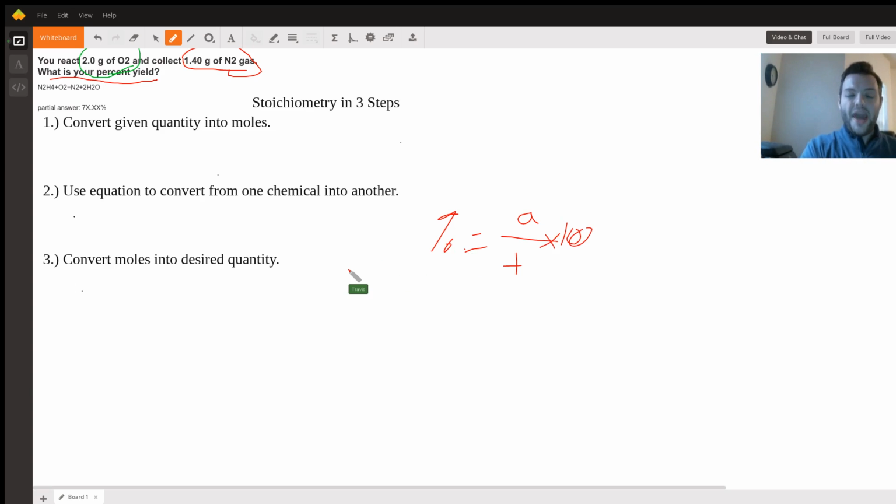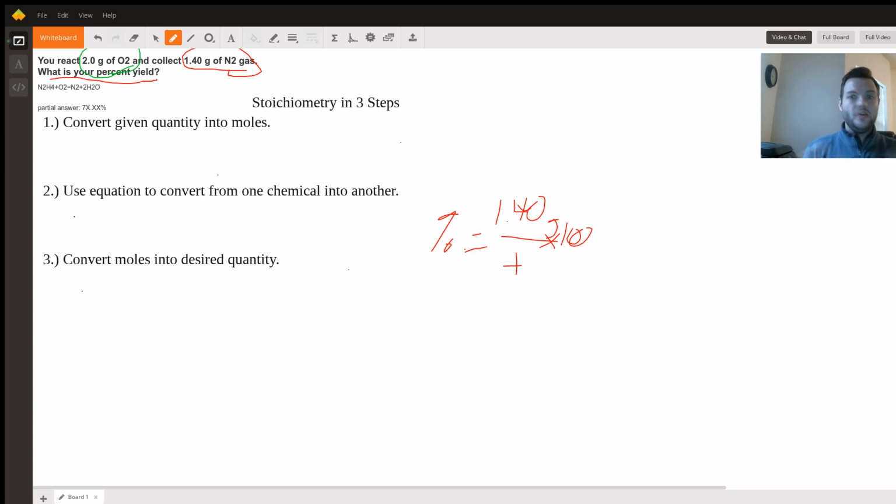And so in this case, we have our actual yield. It tells us right here that our actual yield is going to be 1.40 grams of N2, in which case we know that we have 1.40 grams of N2. So what we need is the theoretical. And the only way to find that then is through math. Luckily, all stoichiometry problems are done in the same 3 steps, every single time without fail.